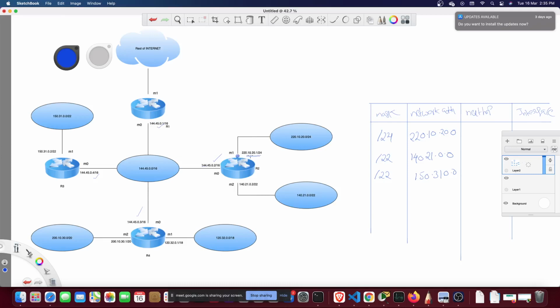Okay, and why is this not 144.45.0.5, but why is it 220.10.20.1? Why is that? Because this interface is connected to this network, so it will get its IP from that network.